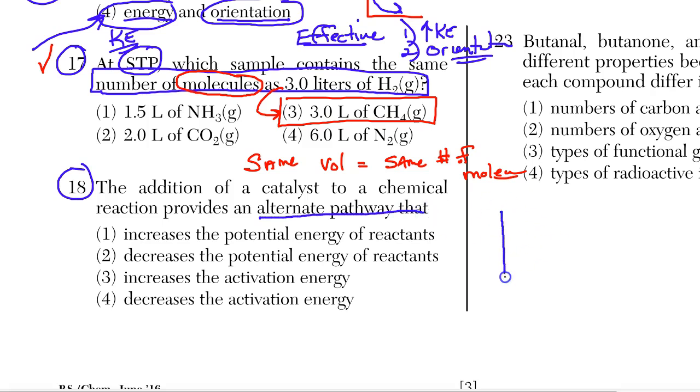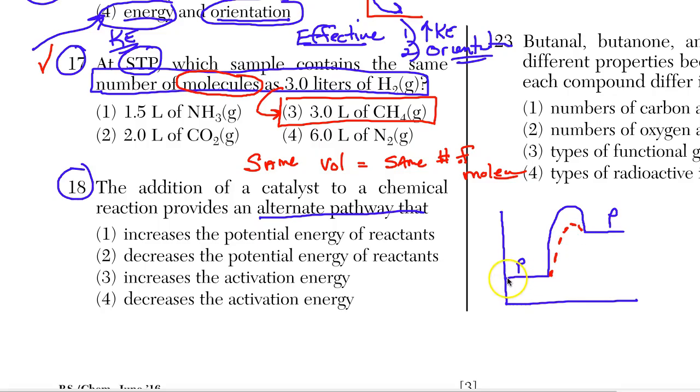Okay, so look at our potential energy diagram, and let's just pick an endothermic reaction where the products have higher potential energy. These are the products and these are the reactants, and here's the pathway. And if we add a catalyst, we should know that it makes another pathway.